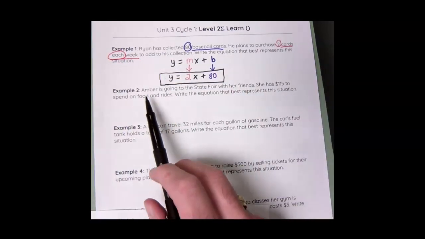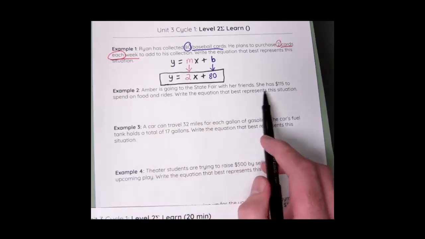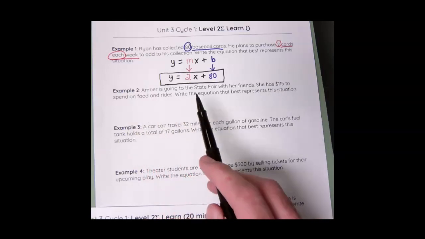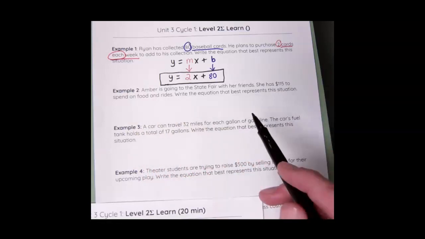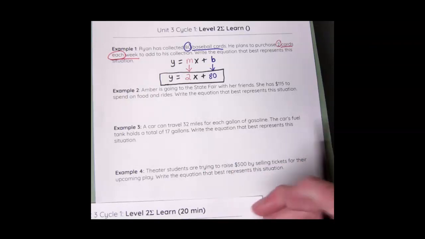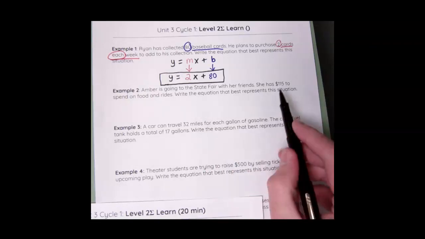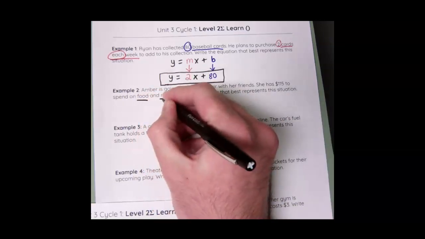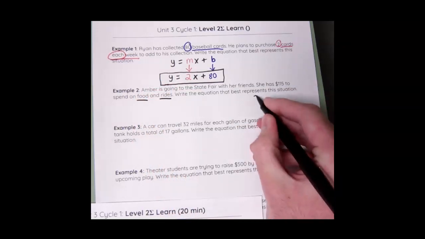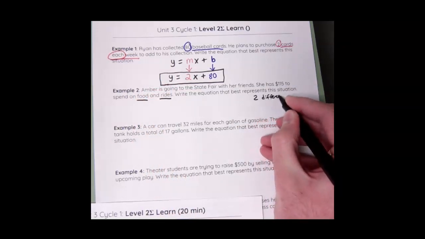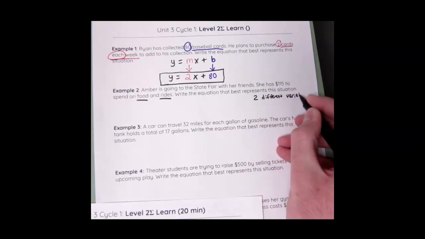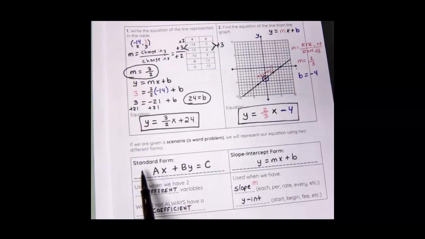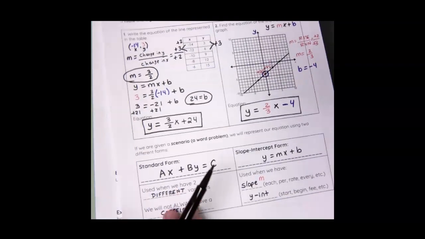Now, example 2, Amber is going to the state fair with her friends. She has $115 to spend on food and rides. Write this equation that best represents this situation. So here, we need to figure out how many variables we have. We have food, that's one variable, and we have rides. So since we have two different variables, that calls for standard form.